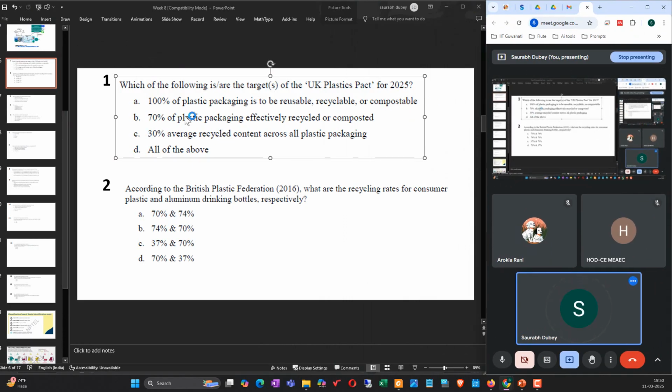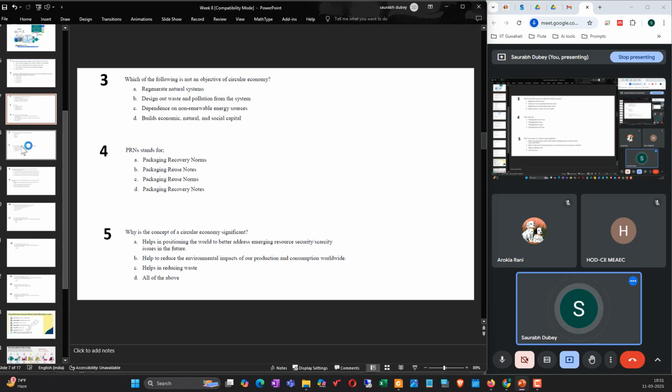So the first question is, which of the following is/are the targets of the UK Plastic Pact for 2025? Option A: 100% of the plastic packaging is to be reusable, recyclable, or compostable. Option B: 70% of the plastic packaging effectively recycled, reused, or composted. Option C: 30% average recycled content. And then another one is that one, right?